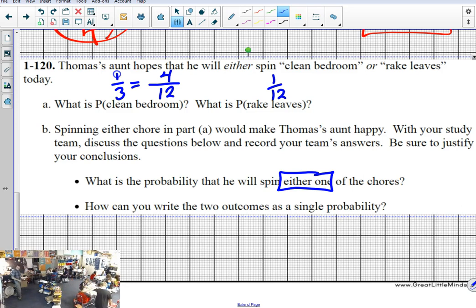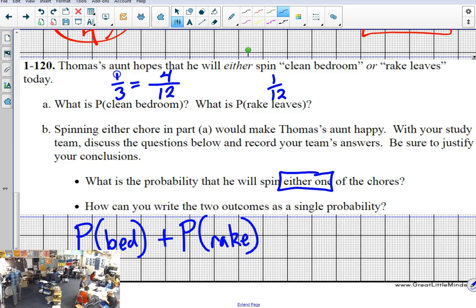You don't have to go to decimals. Fractions are better. First question is what is the probability of the clean bedroom? What is the probability of raking? B is what is the probability that he will spin either one of those. A is right here, and B is how can you write the 2 outcomes as a single probability? If you're struggling, I threw an equation up there that you could write the other way around. The probability of either will be the sum of their 2 probabilities.